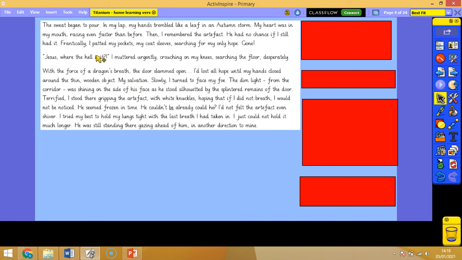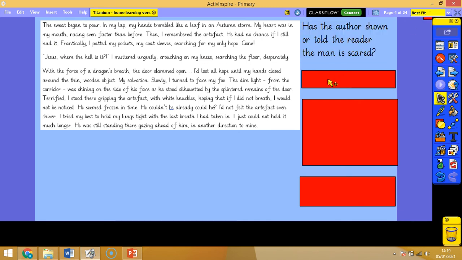So here, at this point, after the show not tell, we get this idea of an artifact, and he had no chance if I still had it. Well, again, why? The language here is very, very vague. Okay, so we've already spoken about that. And he's patting his pockets, and it's gone, searching for his only hope. His only hope gone. Okay, but we didn't know what the hope was before. We just knew it was an artifact. So it's very vague, almost like a little clue being dropped in.